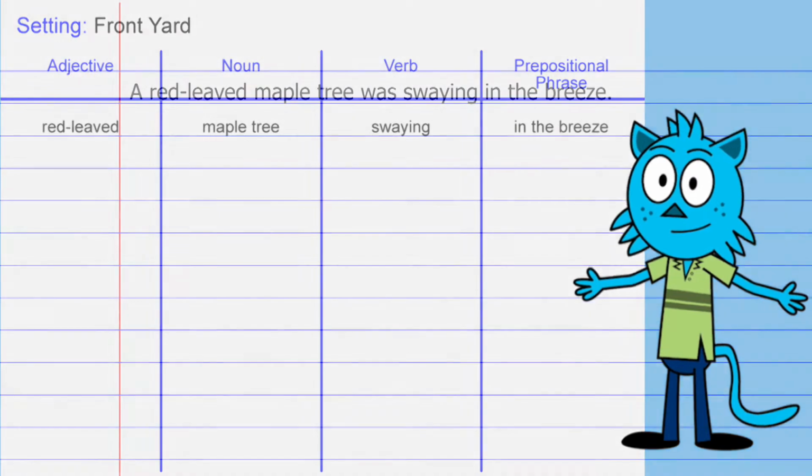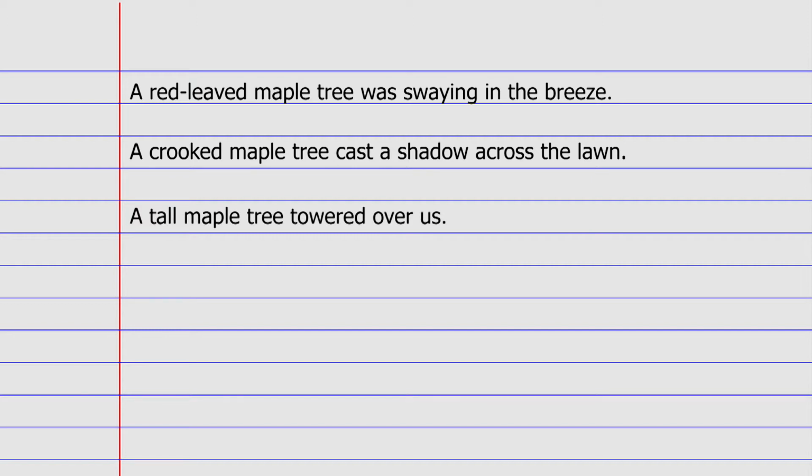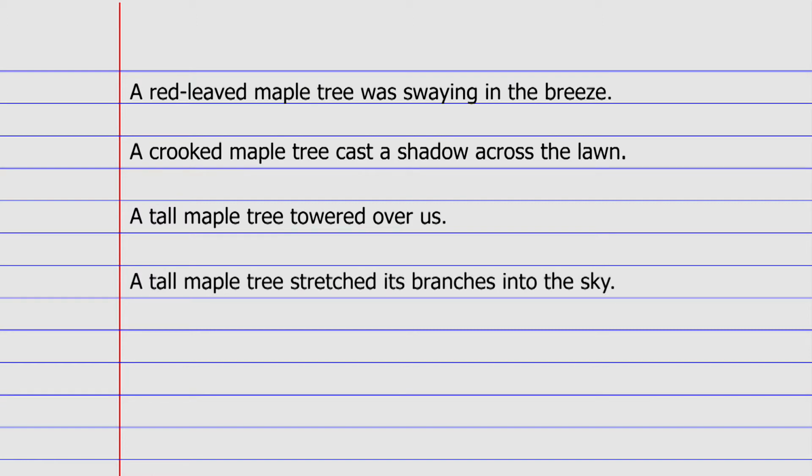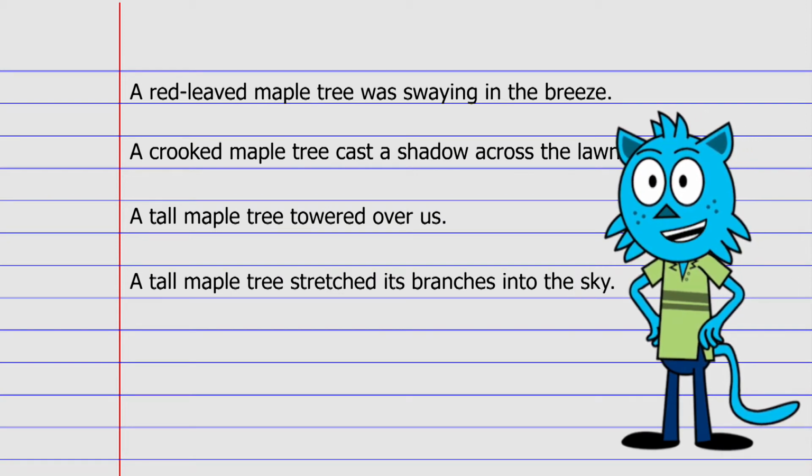Here's what I came up with. A red-leaved maple tree was swaying in the breeze. But I could also come up with some other possibilities, like a crooked maple tree cast a shadow across the lawn, or a tall maple tree towered over us, or stretched its branches into the sky. You see how it works? The parts of speech can help us increase the detail of our description.